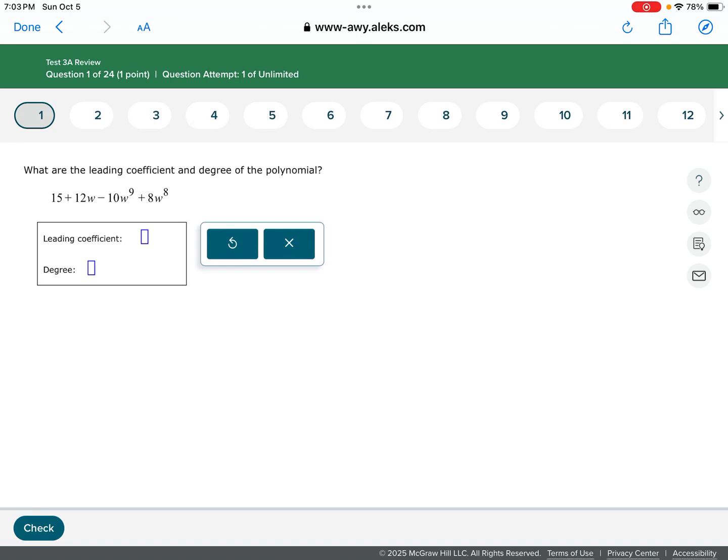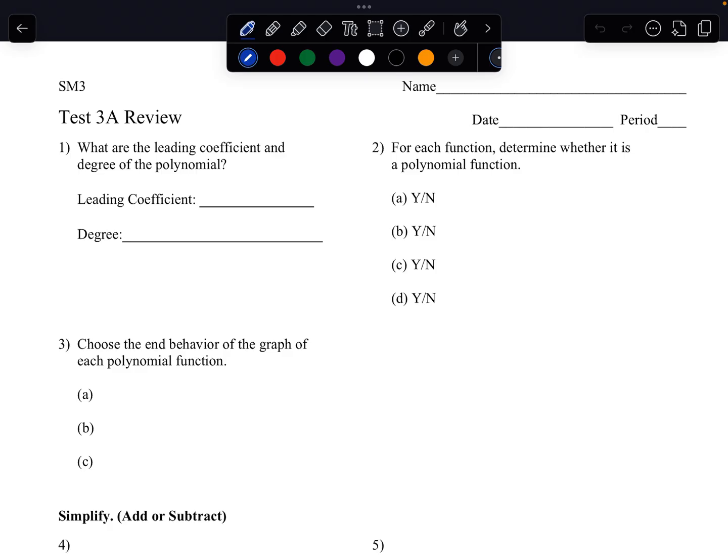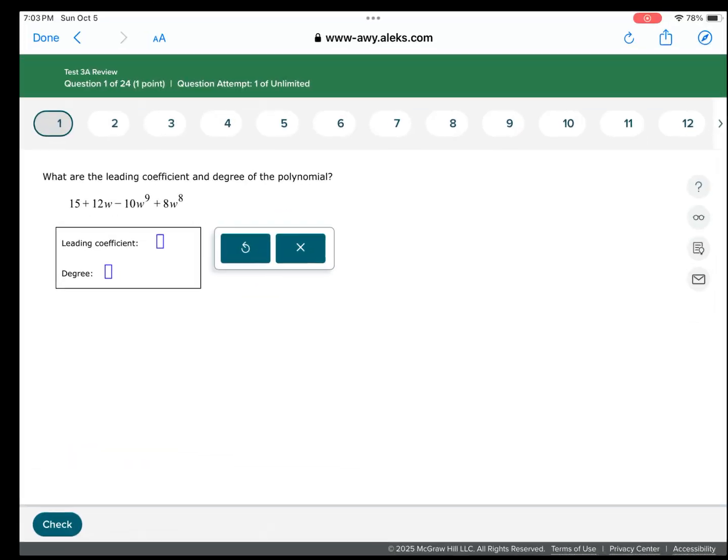Hey guys, I'm going to go over the Test 3A review for the upcoming test this week. It will be in ALEKS, and I also have a review sheet that will accompany it, just like the test will have a test sheet as well. So yeah, let's jump into it.